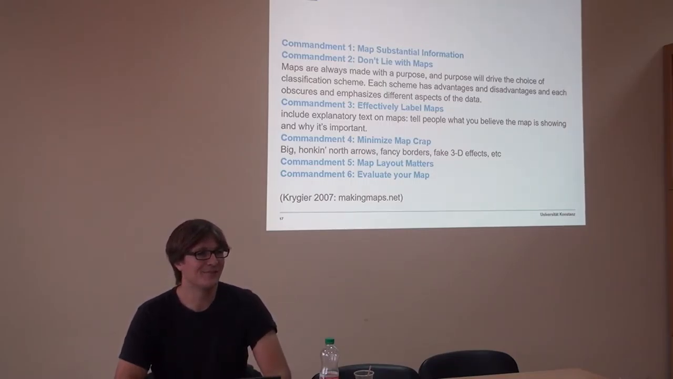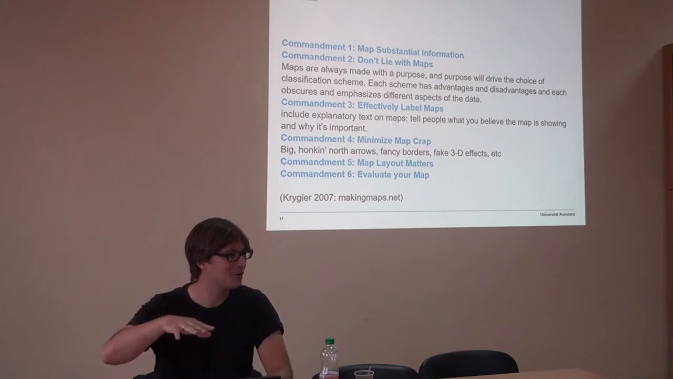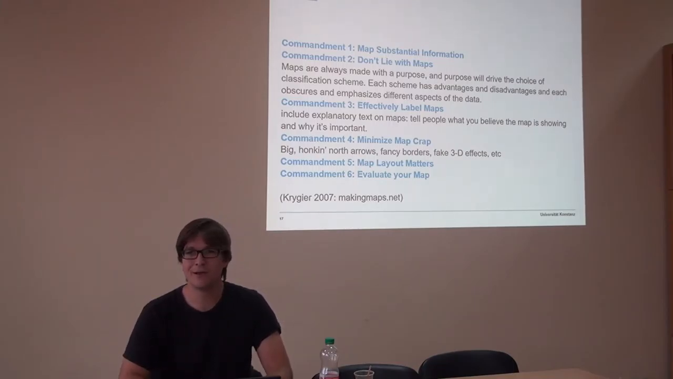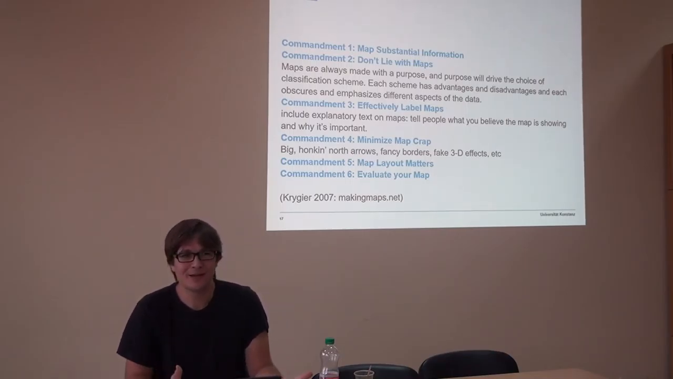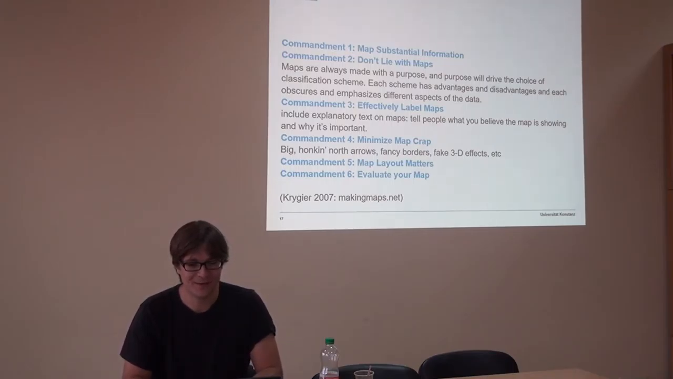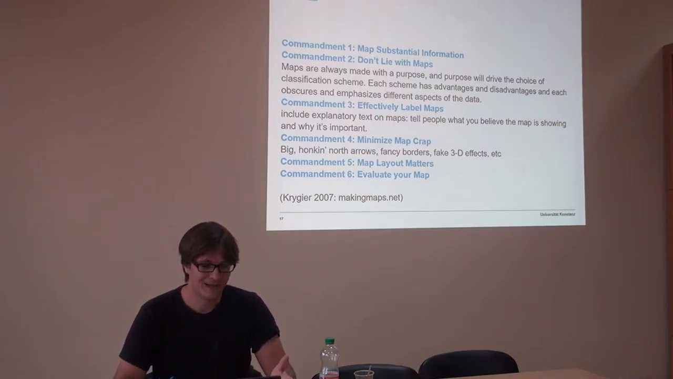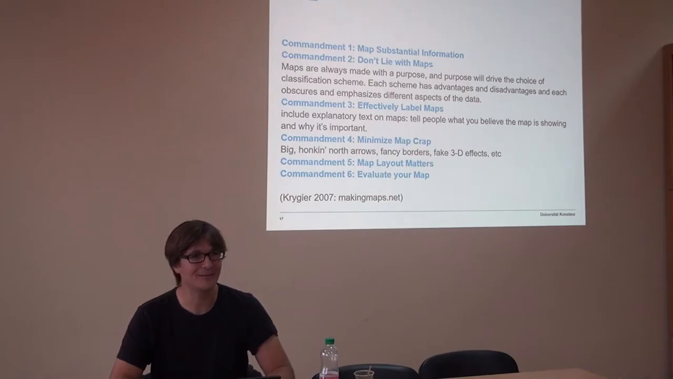We should minimize map crap, that's what they say, so 3D effects, borders, big north arrows, that's something we usually don't need. So when we have a map of the Ukraine, then usually the readers know where north is and where south is and west and east. And sometimes it can even be handy to rotate the map as you wish. We should maximize the information ratio. Okay, map layout matters, that's also important, like how you arrange everything and whether you do it with the north to the top or to the bottom.